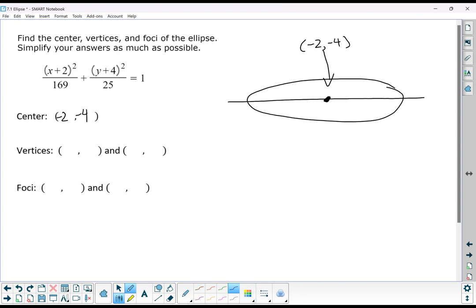To get to the vertex on the right, I need to add 13 in the x direction. 169 is 13 squared. If I add 13, this time I'm adding it to the x coordinate because I'm thinking about moving to the right by 13 units. That puts this one at 11, -4. Every single one of those points is going to have a y value of -4 because it's that horizontal major axis. So this other vertex is going to be 13 units to the left of the center.